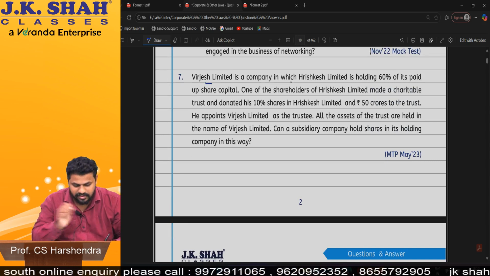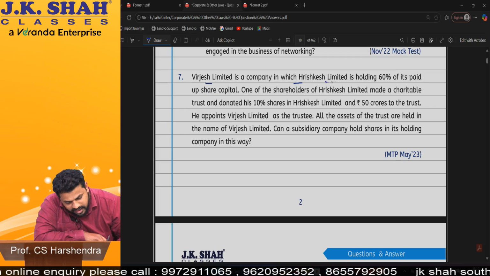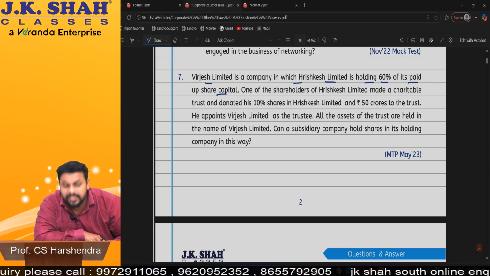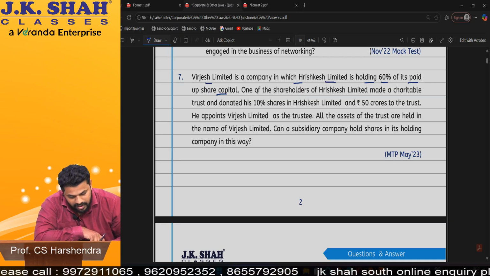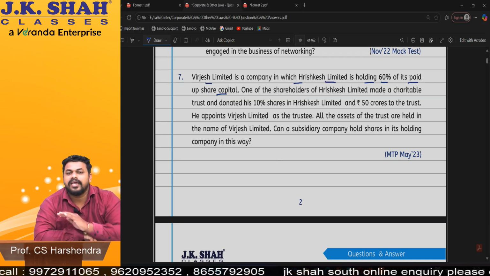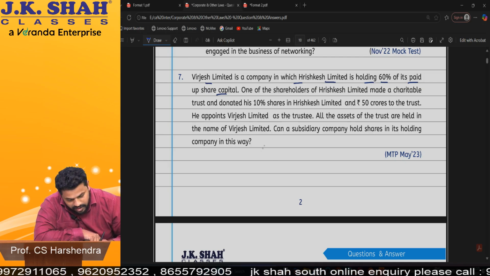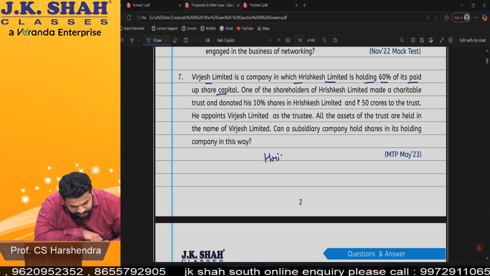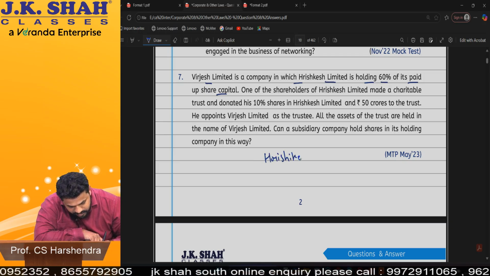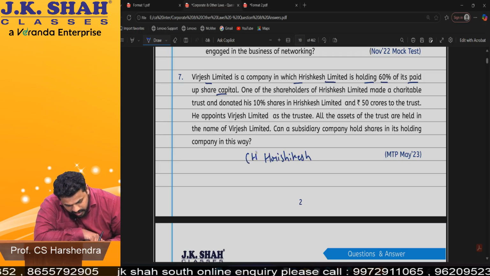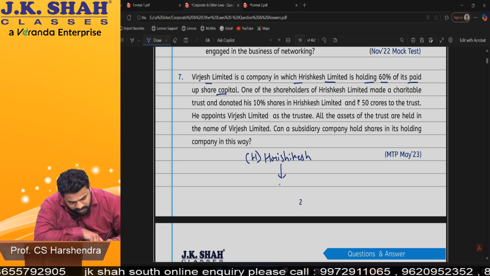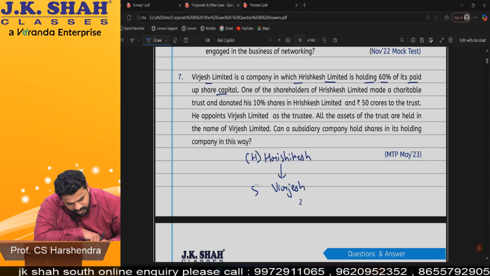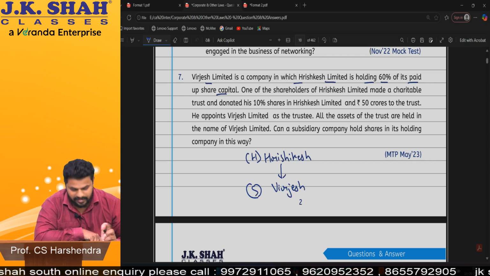Vrijesh Limited is a company in which Rishikesh Limited is holding 60% of its paid up share capital. So I'll write it here. See, always make diagrams. Diagrams will help you. So Rishikesh Limited is the holding company, and Vrijesh Limited is the subsidiary.